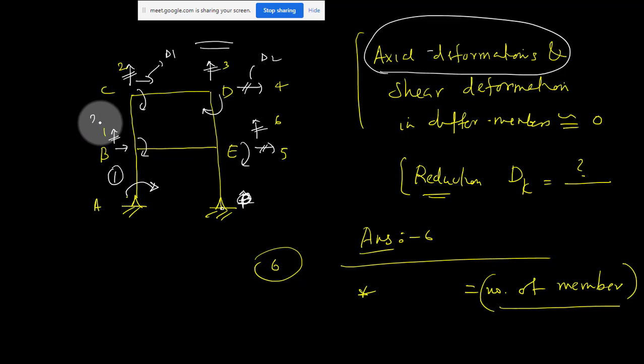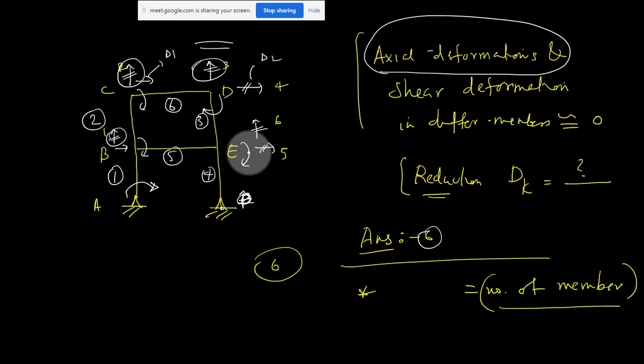One column, second column, third column, fourth column, and I have a beam number 5 and a beam number 6. So I have 6 members. Your answer is 6. Either you can take the number of members directly, or otherwise you find out the degrees of freedom without and with axial deformation. Then you see how many will become 0. What is the reduction? I think you understood it.